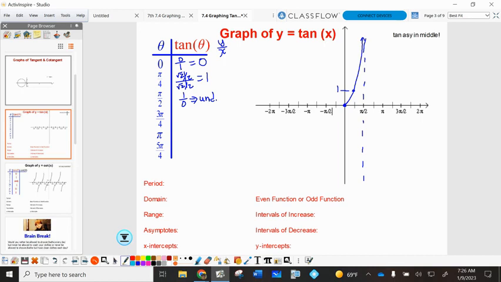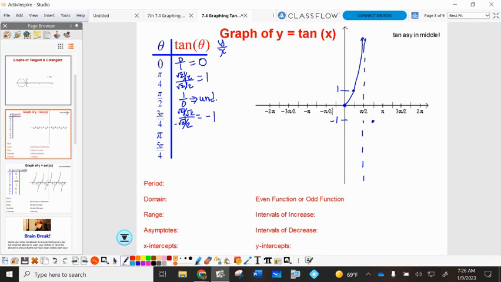Okay, at 3 pi over 4, both coordinates are root 2 over 2 and root 2 over 2, but we're in quadrant 2, which means my x value is negative, so that's going to simplify to -1. So at 3 pi over 4, put a -1 on your y value, and we're at -1.